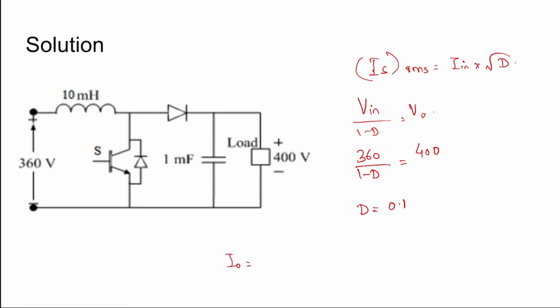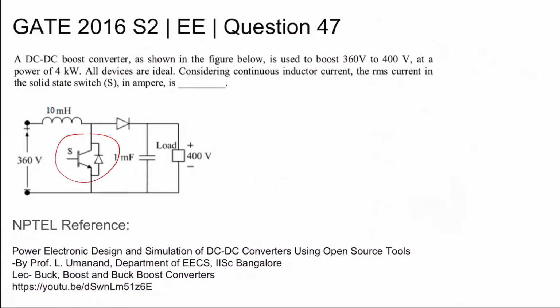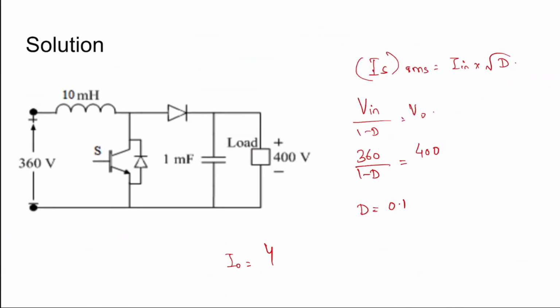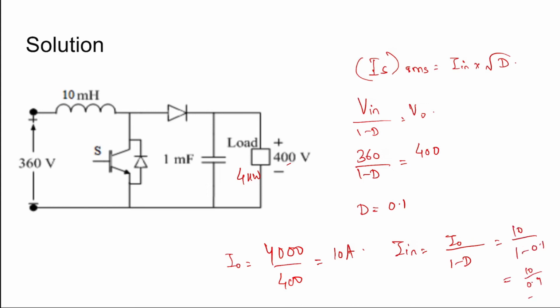Now I naught equals, it is given as 4 kilowatt power, so load is 4 kilowatt and voltage is 400, so 4000 by 400 equals 10 amperes. So I input equals I naught divided by 1 minus delta, which is equal to 10 by 1 minus 0.1 equals 10 by 0.9, which is coming out to be 11.1 amperes.